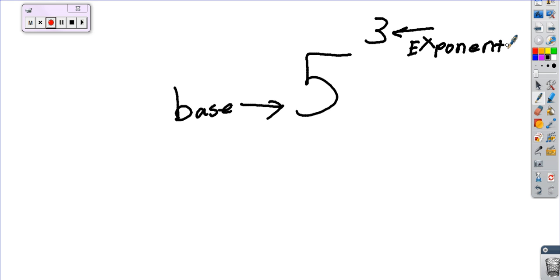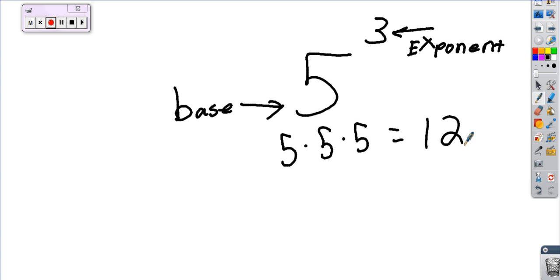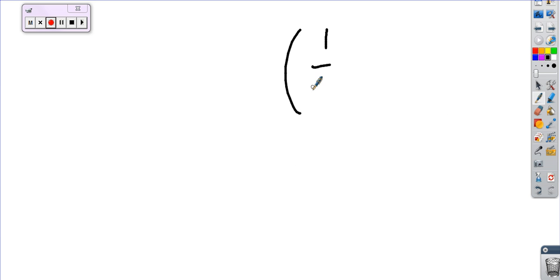Now, let's talk about how we do that one. What do we do? All right, so 5 times 5 times 5 equals? 125. Good. Okay, so easy review stuff. Not too hard. Now, quickly, when you have a fraction, say 1/2, still review, 1/2 to the fifth power, what do we do?